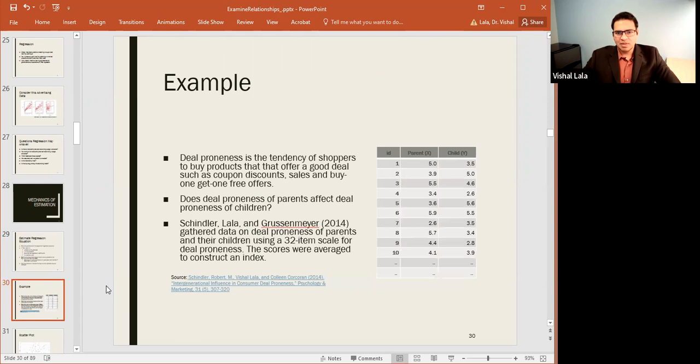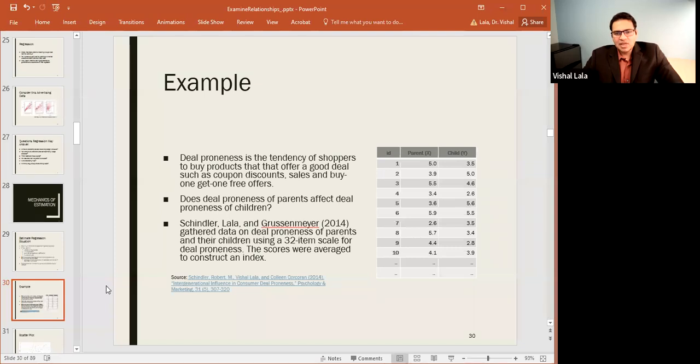To give context to the problem, let's examine a data set of deal proneness gathered by me and my co-authors. We were interested in examining the effect of deal proneness.